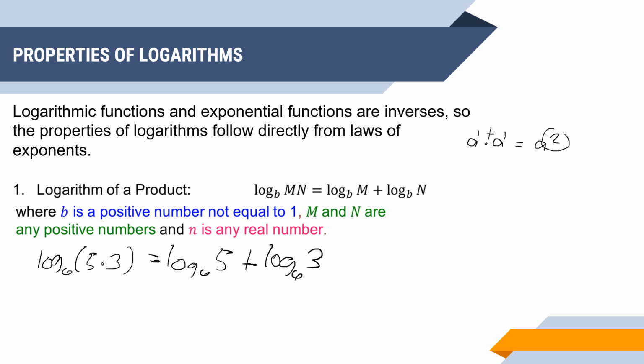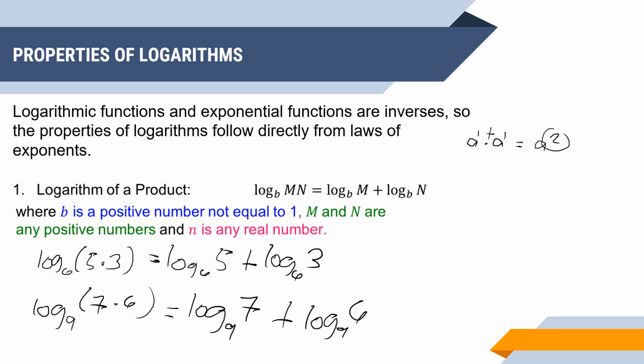Let's have another example. We have log of 7 times 6 with base 9. Sorry, it should be 9. This is equal to, again, based on the logarithm of a product, we have what? Log of 7 with base 9 plus log of 6 with base 9. Again, based from our logarithm of a product, these two are just the same.